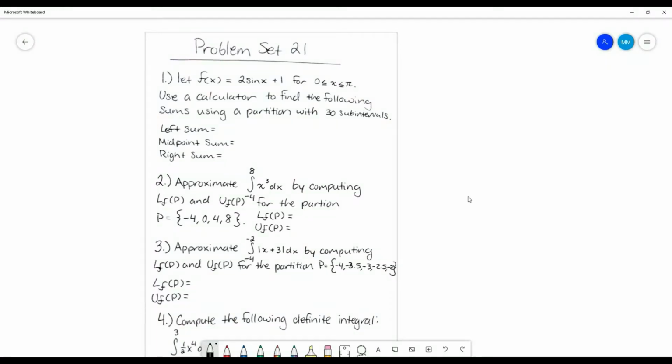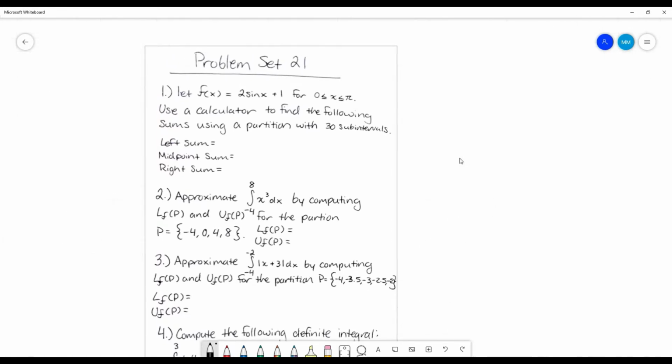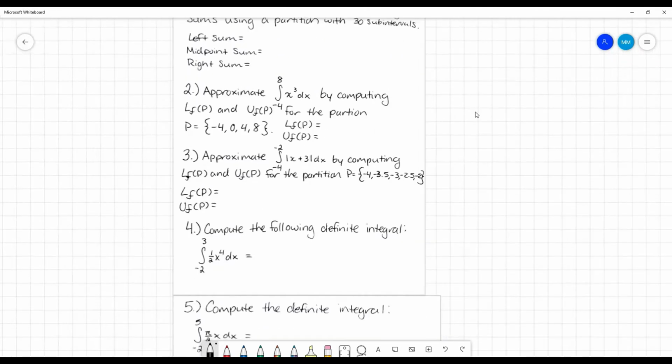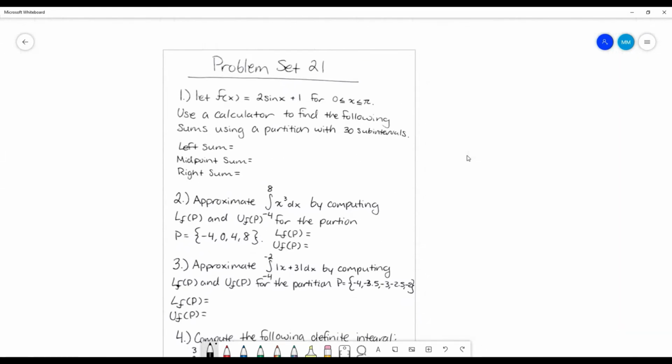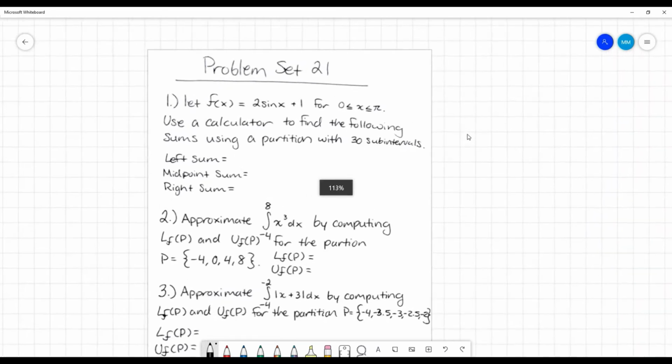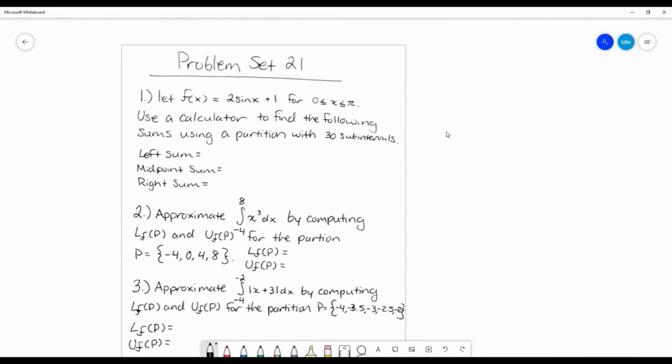Okay, this is problem set 21, and this one is mostly on our Riemann sums and integrals, mostly definite integrals, I think. So yeah, just a reminder, antiderivatives and integrals are the same thing. We just call them different things sometimes, but it doesn't actually change anything. So let's go ahead and take a look at number 1.